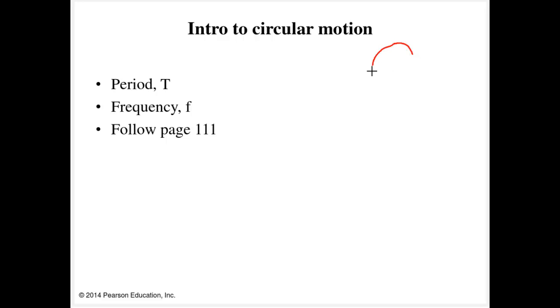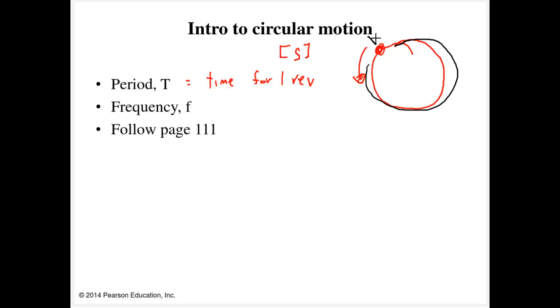So I'm going to talk about objects that are moving in circles, and if you think about an object that is moving in a circle, kind of going around like that, just a couple of definitions. The period is going to be the time that it takes to do one full revolution, and that would be in seconds. So how long does it take for my object to go from this point all the way around that circle back to that point? That's one revolution. How long did it take?